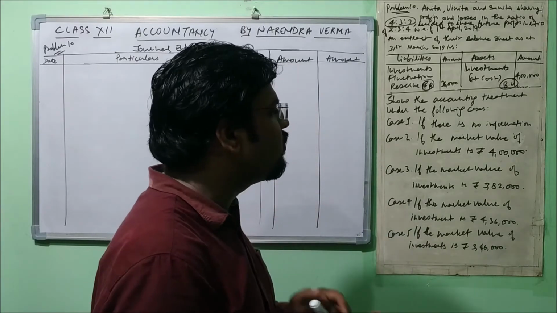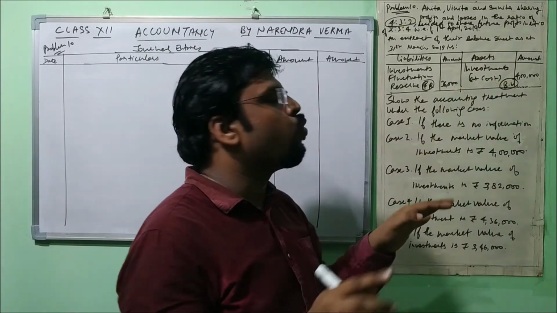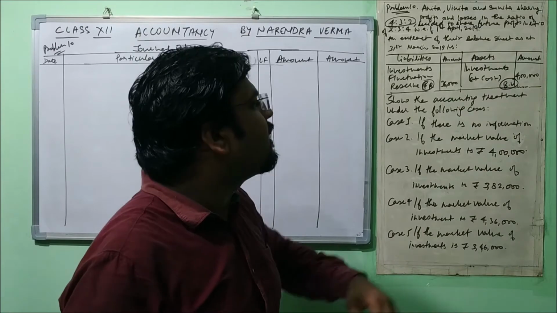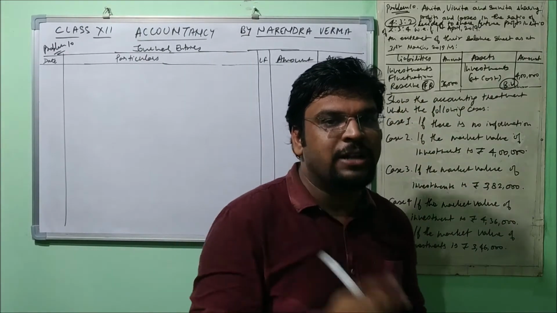So in that case, we assume that the market value and the book value of the investment are equal. These are the same, so the very first case will be applied here. The entire amount of IFR will be distributed among the partners. How? I'll just show you.